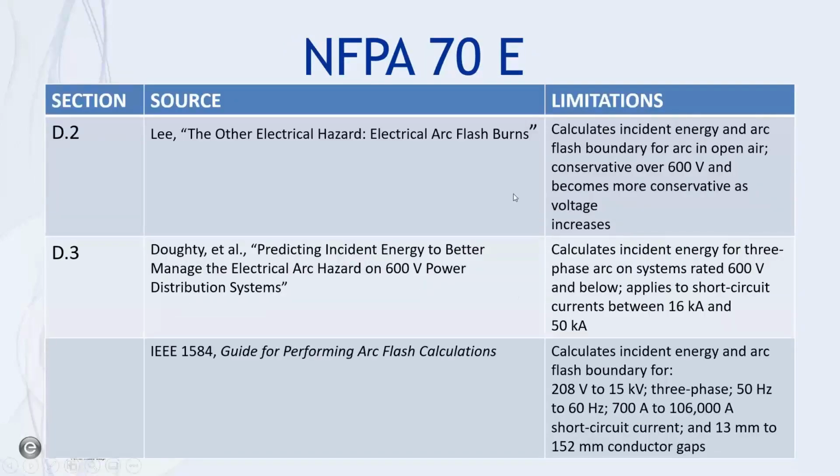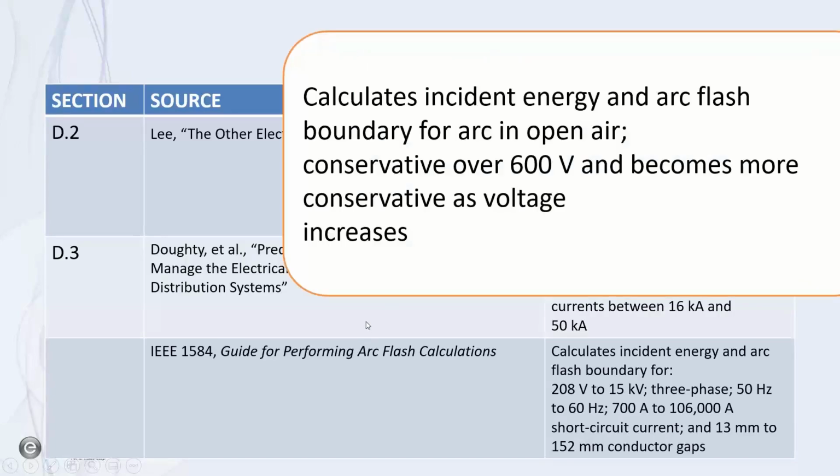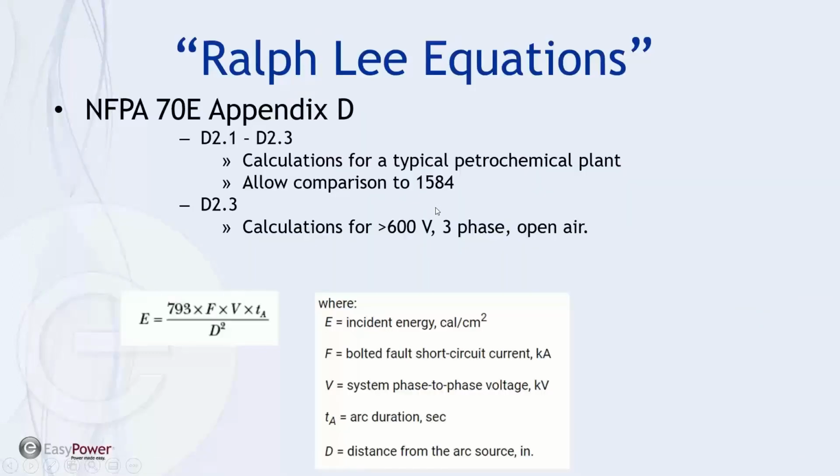In NFPA 70E, it lists several different methodologies for doing arc flash calculations, one of which is the Ralph Lee equations, and the other is Doty papers on arcs 600 volts or less, and then the 1584. Again, it's well understood that the Lee equations are very conservative, and they're only applied over 600 volts, and they get more conservative as the voltage increases.